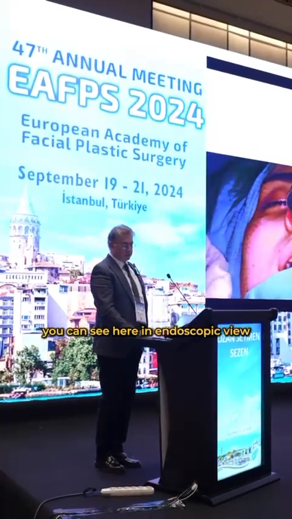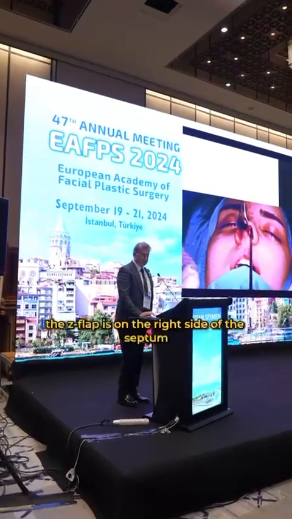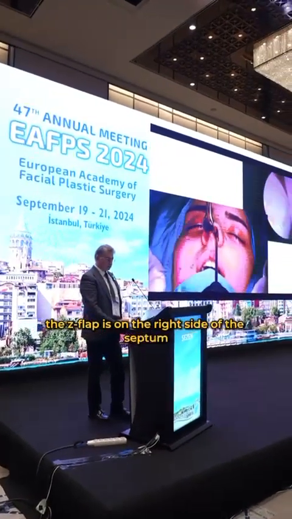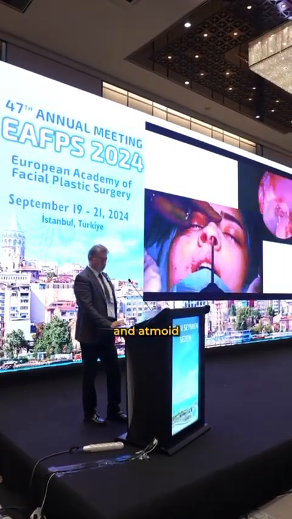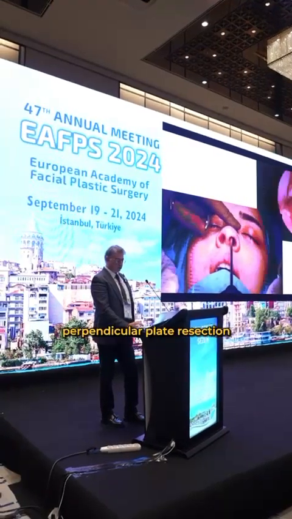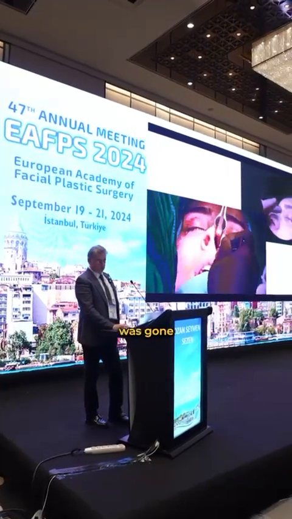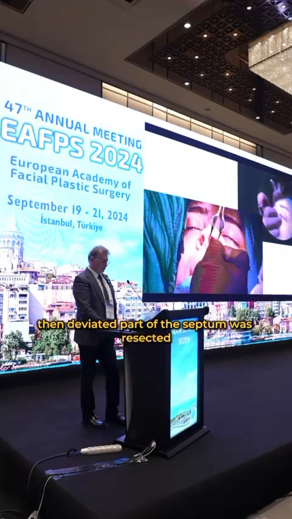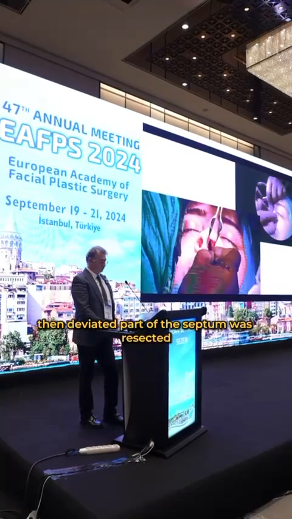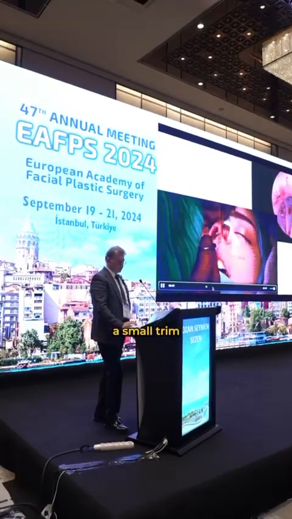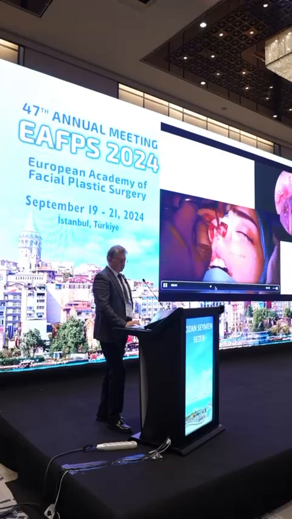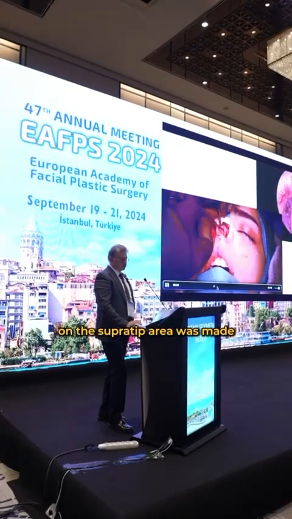You can see here in endoscopic view, the Z flap is on the right side of the septum and ethmoid perpendicular plate resection. The hump was gone. Then deviated part of the septum was resected. A small trim on the supratip area was made.